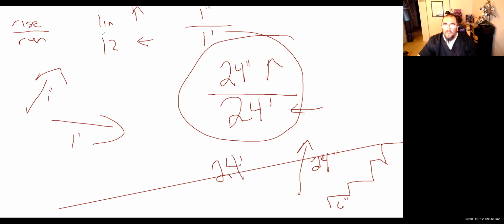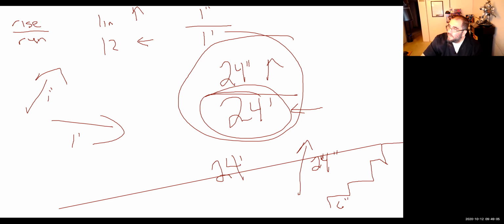Now you can use this 12 inches. Sometimes the boards may ask you, if you've got 3 inches to go up, how many inches do you have to go out? Well, you're just going to take 3 times 12 and get 36 inches. They're not going to make you do 24 times 12 inches on your boards. Don't worry about that. So let's do another problem of this real quick.